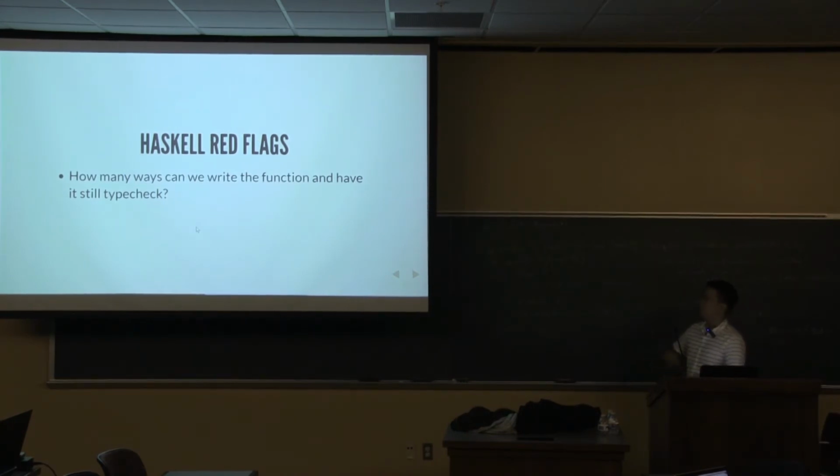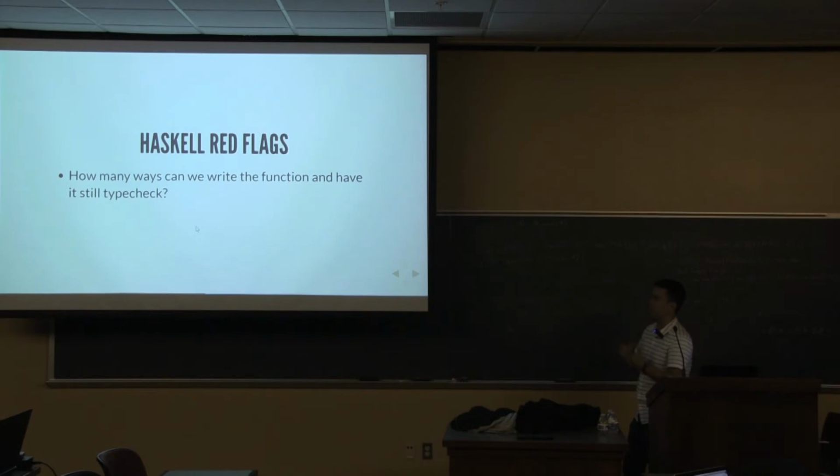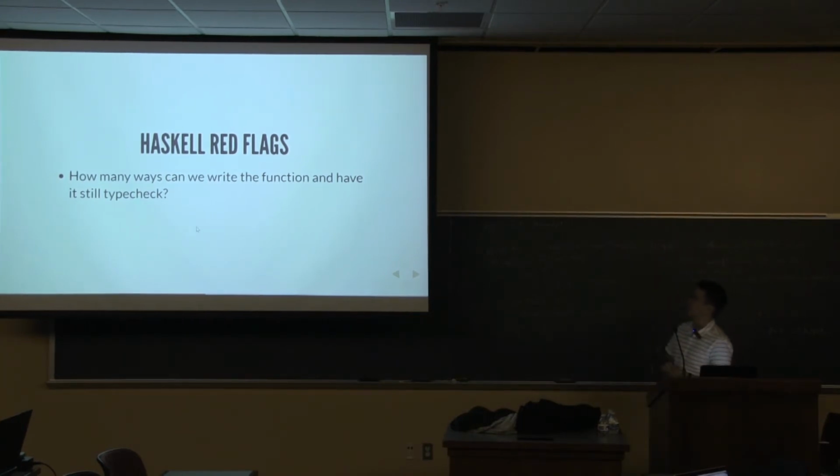A Haskeller should always be going through a checklist in your head as you write code. When you write a function, how many ways can you write your function and have it still type check? This is something Haskellers always have in their mind, because if there are a lot of them, that's when Haskellers get scared, because the compiler can't help them. When you encounter a situation where you have a lot of ways to write a function, that's immediately a red flag that something can be done better or more safely, or you have to be more careful.